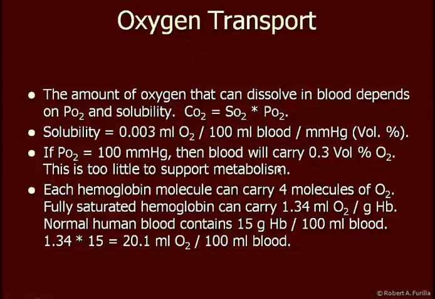If PO2 is 100 millimeters of mercury, then blood will carry 0.3 volumes percent of oxygen. This is not enough to support metabolism. However, each hemoglobin molecule can carry 4 molecules of oxygen, and when fully saturated can carry 1.34 milliliters of oxygen per gram of hemoglobin. Normal human blood contains about 15 grams of hemoglobin, for a male, females a little bit less, per 100 milliliters of blood. So 1.34 times 15 gives us about 20 milliliters of oxygen per 100 milliliters of blood, much more than the 0.3 in the absence of hemoglobin.